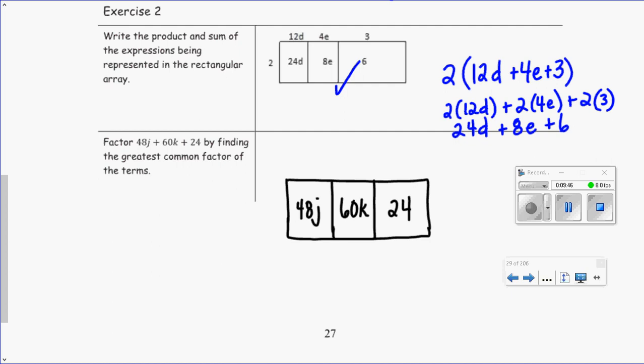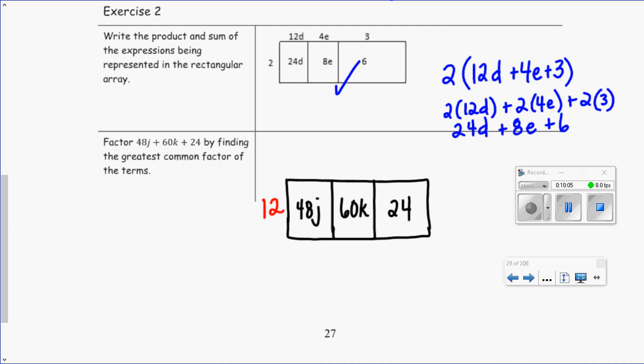What's the biggest number that goes into all of those? I can see that they're all even, so I know that 2 goes into all of them. But if I divide them all by 2, they can actually simplify again. So see what number goes into all of those. Did you say 12? Hopefully you did, because if you know your times facts, 12 goes into all of them.